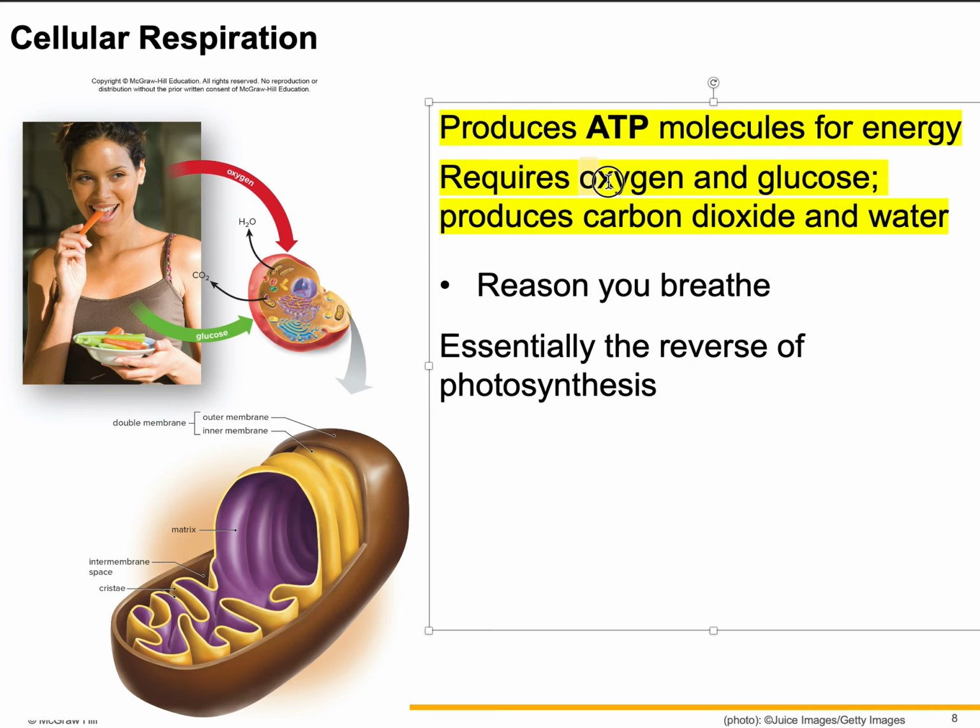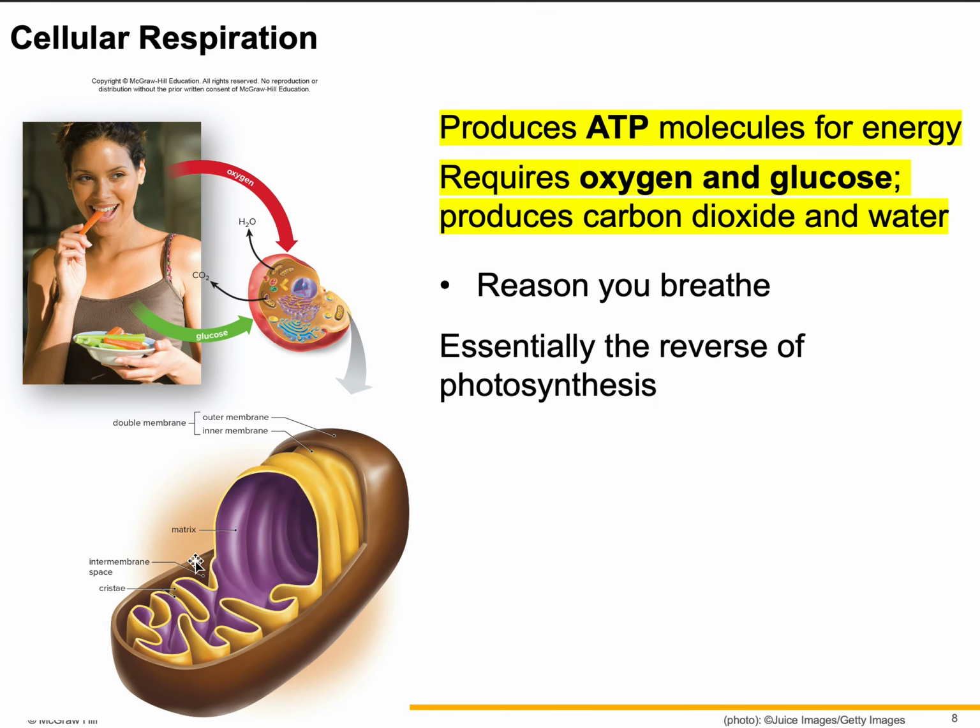It requires oxygen and glucose. I'm going to bold that. Requires oxygen and glucose, produces CO2 and water. And this is the reason you breathe. Essentially the reverse of photosynthesis. So like for us, this is a human. Everything that you eat needs to be turned into ATP, and then once it's turned into ATP, your cells can use that energy.